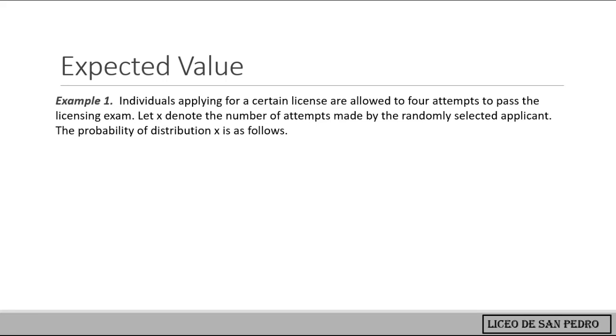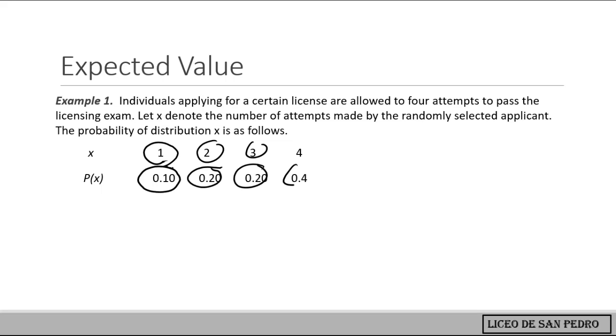For example number 1, individuals applying for certain licenses are allowed 4 attempts to pass the license exam. So let x denote the number of attempts made by the randomly selected applicant. So ito yung x natin: first attempt, second attempt, third attempt, and fourth attempt. And the probability distribution of x is as follows. Itong probability na to is para lang dito sa x na to, and then ito para lang dito, and so on.